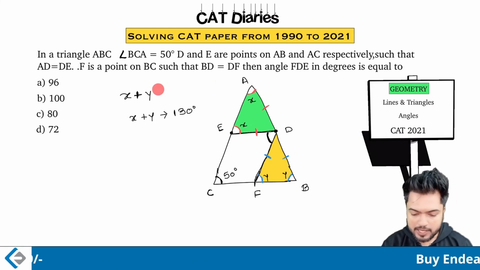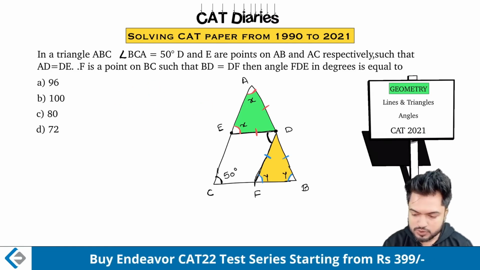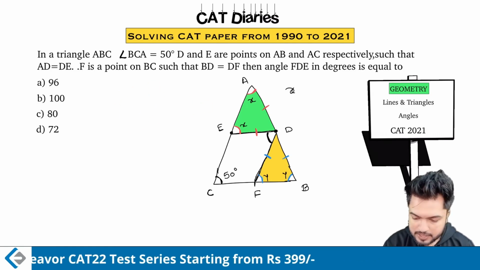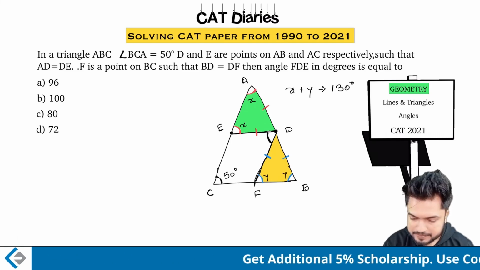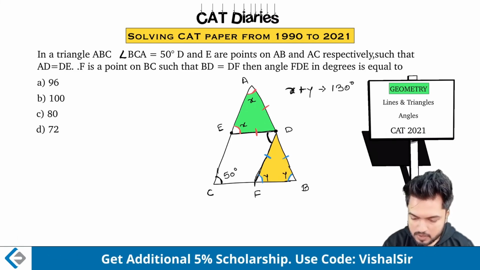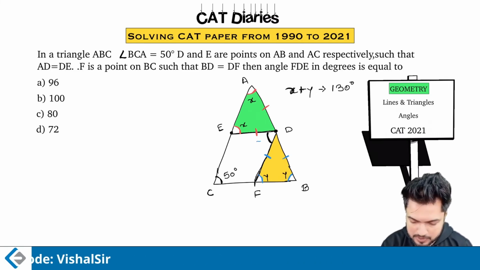Now how will I use this? We'll see to that. Currently we just know this. How to use this is something that we'll see in the next part. So X plus Y is equal to 130 degrees. Okay, what next now? I need to find out this angle, which I am calling Z. So I need to find out Z.